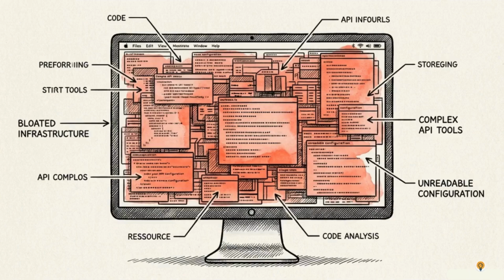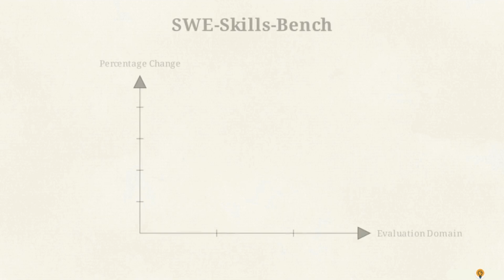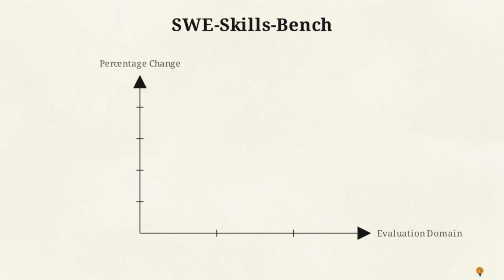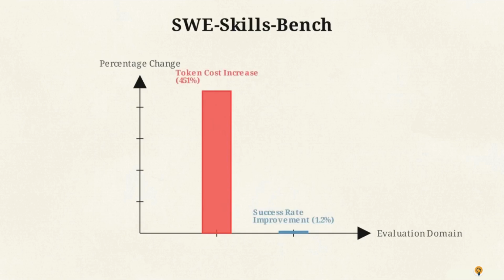Organizations often assume that giving an AI access to more tools automatically increases its problem-solving ability. In practice, the opposite is frequently true. This chart illustrates data from the SWE Skills Bench evaluation, showing what happens when you overload an agent with procedural instructions. Token costs spike by up to 451%, while the actual task success rate improves by only 1.2%.